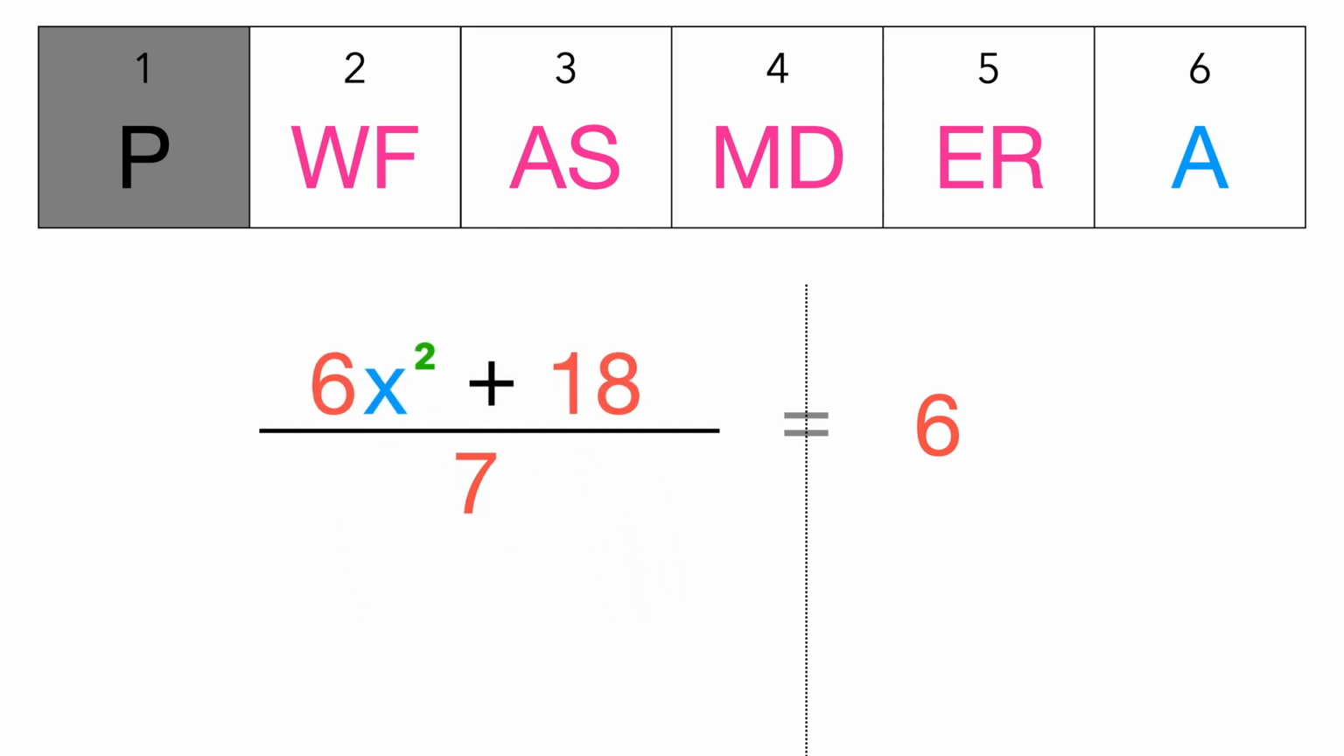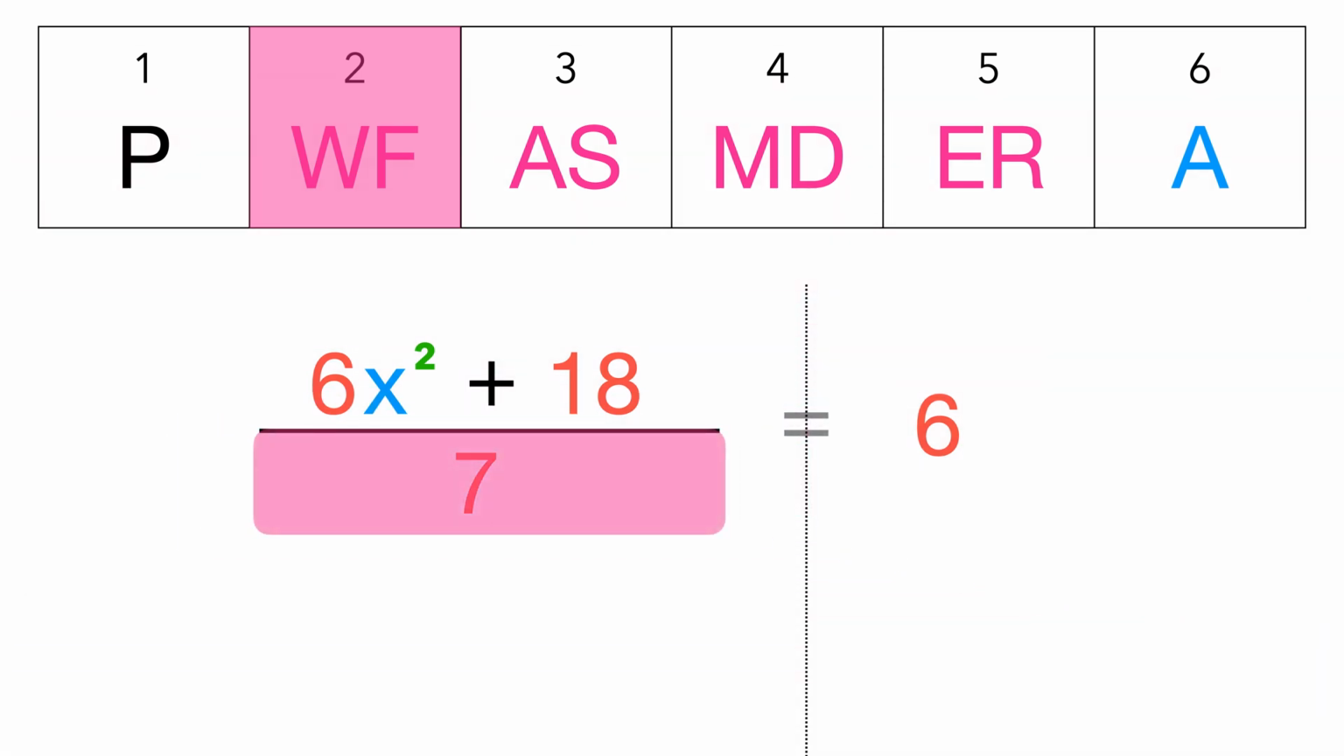And now we have got rid of the parentheses, and on top we have 6x squared plus 18. And again, now we have no more parentheses, so we can move on to step 2, whole side fraction. So again, that's a fraction that divides an entire side. In this case, we have that 7 here.